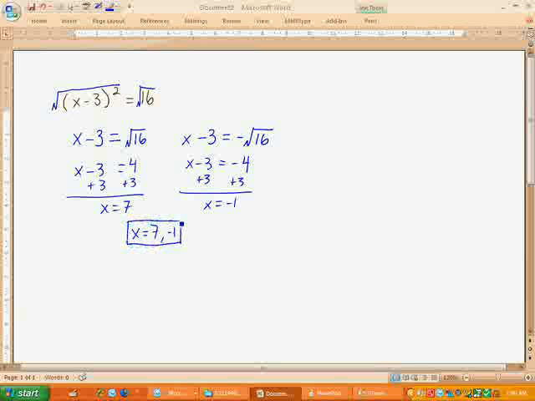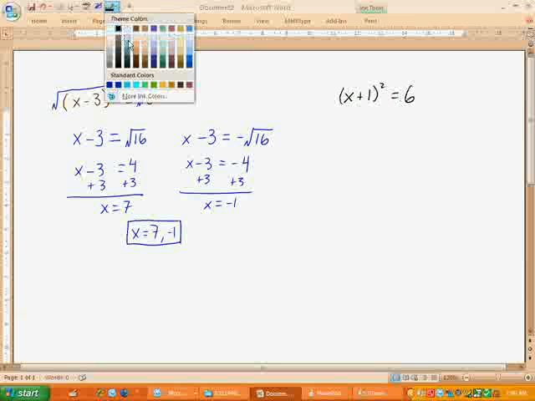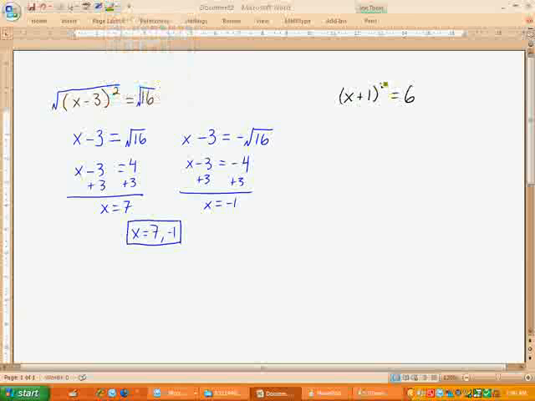Let's look at another one very similar to that. For our next one, let's look at (x + 1)² = 6. We're going to do the same thing here. The squared thing is by itself, so I can go ahead and take the square root of it to get rid of the squared. The square root and the squared cancel each other out, but if I do it to one side, I have to do it to the other. So I'll be left with x + 1 = the square root of 6.